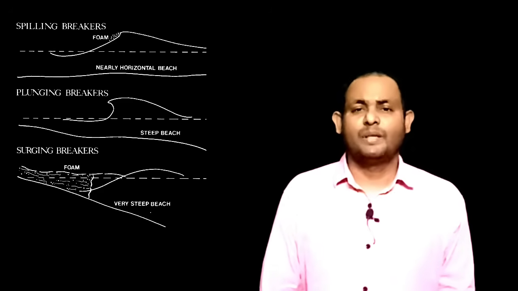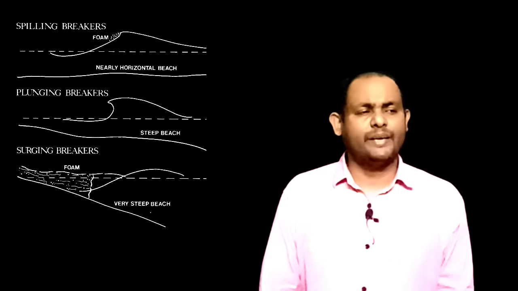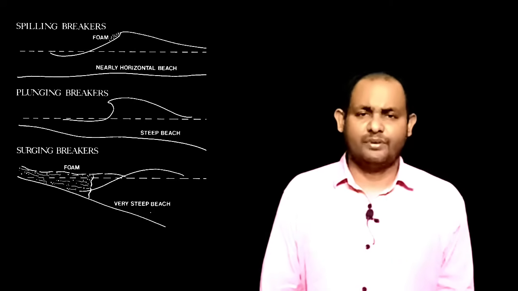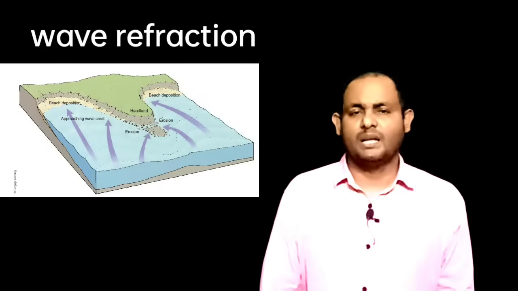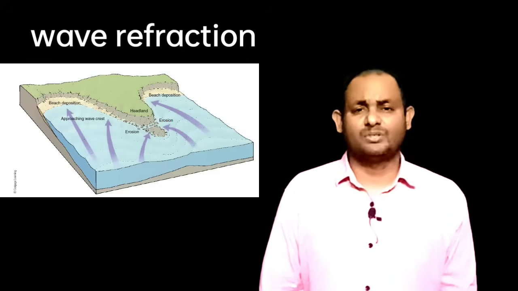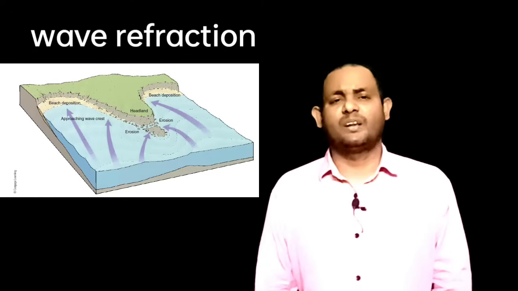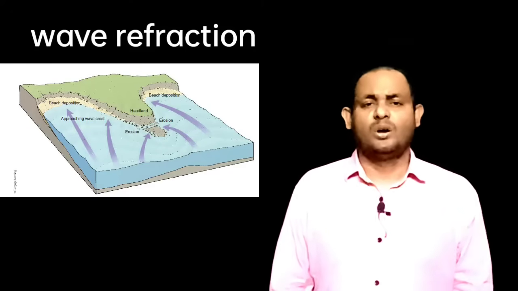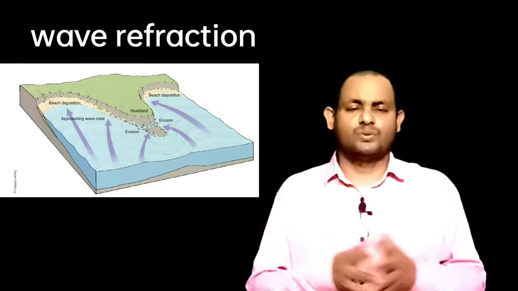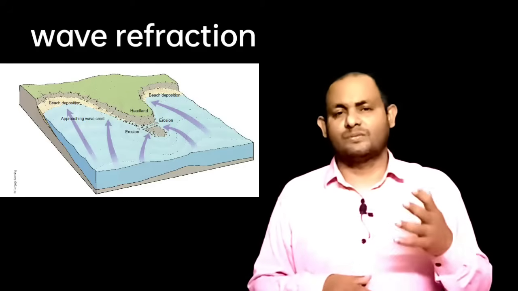And now I explain wave refraction. What is refraction? Wave refraction simply means the bending of crests of sea waves approaching the seashore. The wave refraction is caused due to dragging of the shoreward waves along the sea bottom.